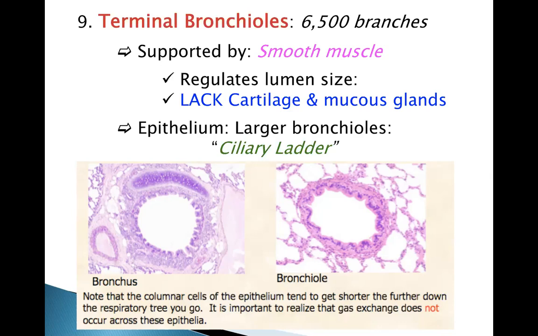Because these pathways are so small, we don't want to clog them with a lot of mucus. So we're going to lose the major mucus secreting glands. There will still be some goblet cells, but we aren't going to see the really big submucosal mucus glands any longer. We still have some epithelial cells with cilia, but this is where we start transitioning from columnar down into cuboidal, the farther you go within the terminal bronchiole. They estimate there are about 6,500 branches of terminal bronchioles off of our tertiary bronchi.